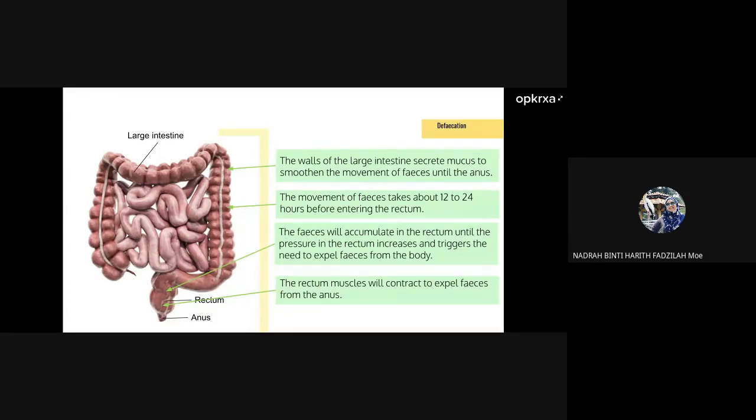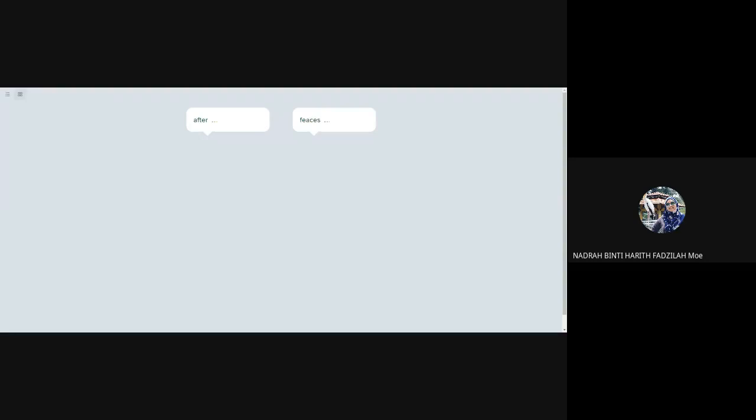Okay, so mari kita bila kita tengok kembali, the formation of feces ni very simple compared to the absorption of digested food. So can you summarize the formation of feces in 4 sentences? Bolehkah kamu rumuskan formation of feces dalam 4 ayat? Ha, 4 markah tu maksudnya 4 ayat lah.